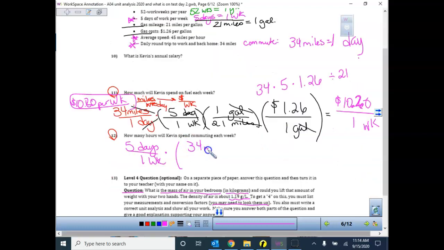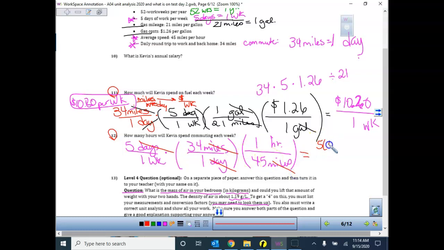5 days a week, 34 miles in 1 day. And Grace, what else then? 45 miles per hour. Okay, 45 miles per hour. Tell me how I want to put that in my fraction. 1 over 45. So 1, and in this case, since we're going to have 1 hour, is to 45 miles. And so then I can look at my units and I can go, oh, days cancel and miles cancel. And I'm going to be taking 5 times 34. And then I'm going to divide that by 45, which came out to equal about what?